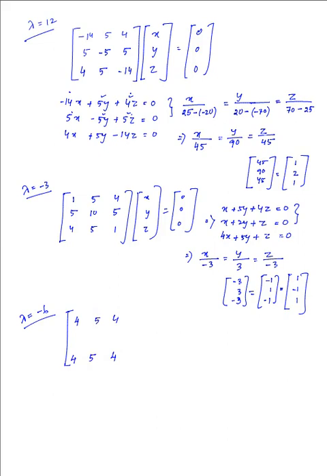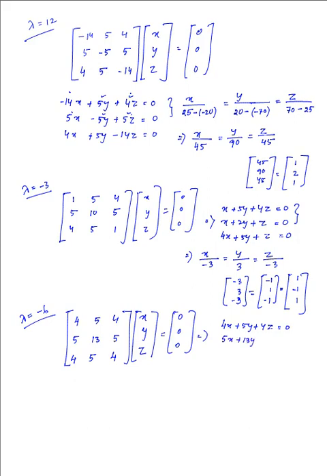7 minus lambda is 7 minus of minus 6, which is 7 plus 6, 13, and these two terms are obviously 5, and we have x, y, and z to be equal to 0, and that yields the equation. Because we are considering the first two equations only, we need not be concerned about the third one, so we take the first two equations in place. That is 4x plus 5y plus 4z is equal to 0, and as for the second equation, 5x plus 13y plus 5z to be equal to 0. We need not be concerned about the third equation over here.